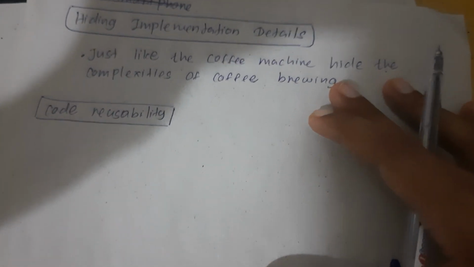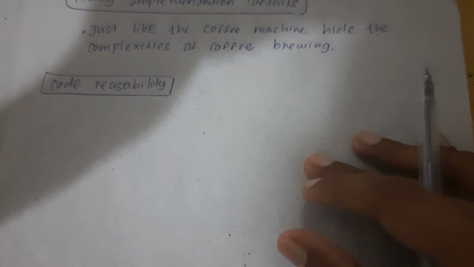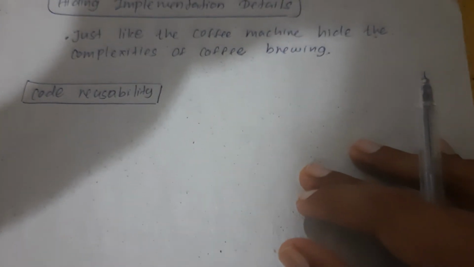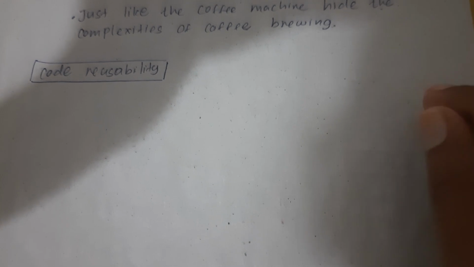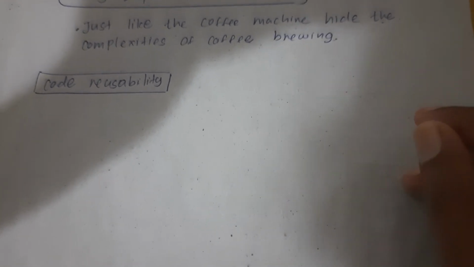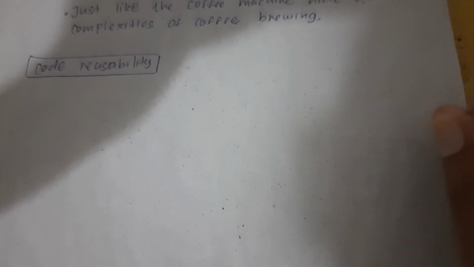In code reusability, abstraction also promotes code reusability. Once you have a well-defined coffee machine class, you can create multiple instances or multiple objects of that class representing different coffee machines with different features and capabilities. Each instance can be used independently, and the same class can be reused in different parts of the program or even in different programs.